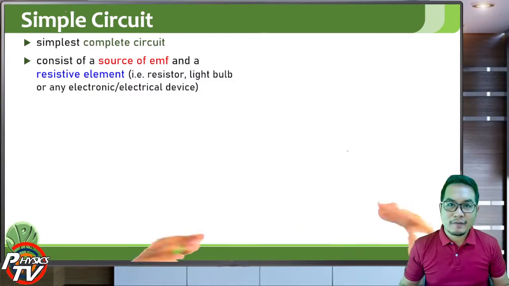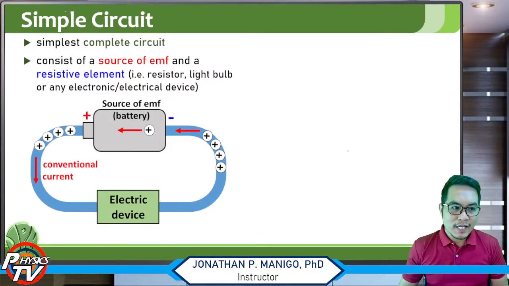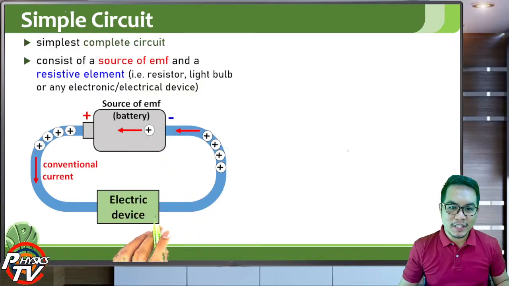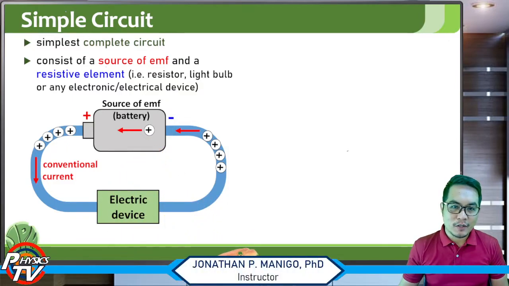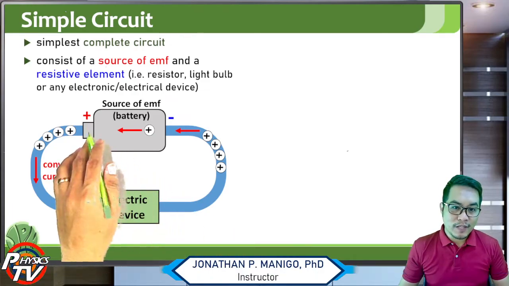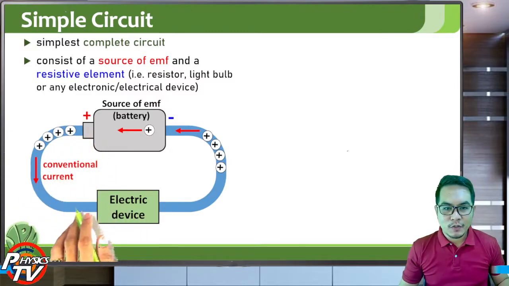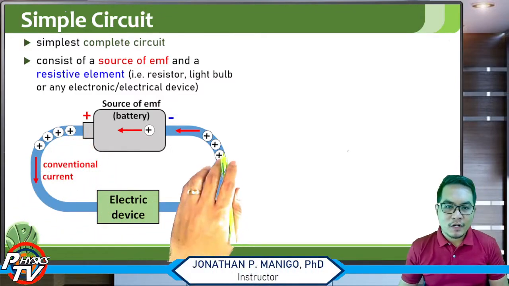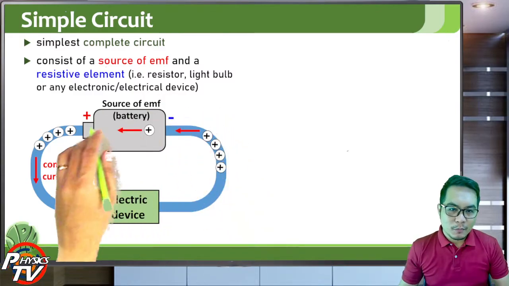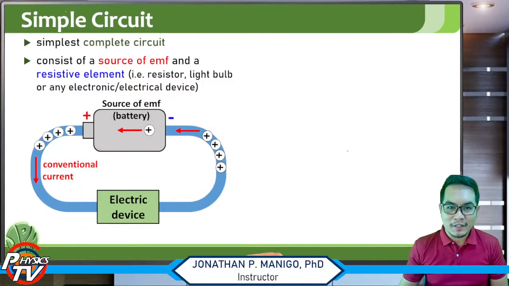Of course, you can have other elements in a circuit. So this is the simple circuit. Say your source of EMF is a battery, and you have an electric or electronic device. Conventional current will flow out from the positive terminal of the battery, go to the electric device, and then go back inside the battery, and it will go on in a cyclic manner.